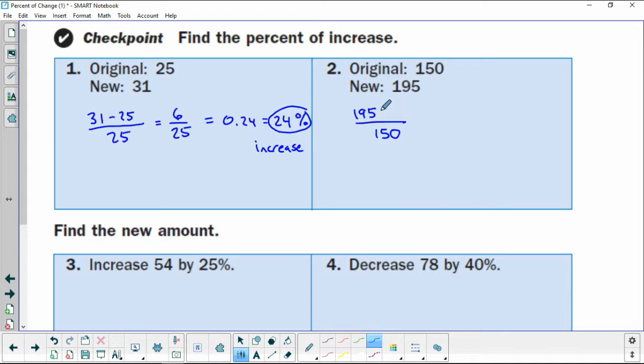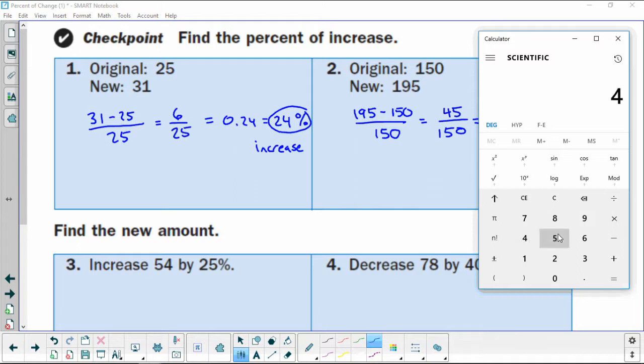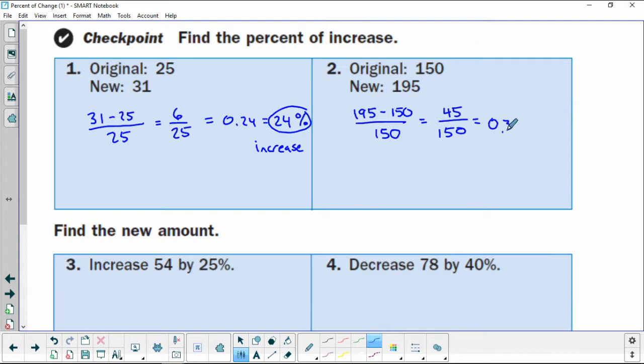Here I'm going to go back to number 2. I'm going to subtract 150. 195 minus 150 is 45. 45 divided by 150 gives you 0.3, which is 30%. And this was an increase as well. Well, I guess it was in the directions.